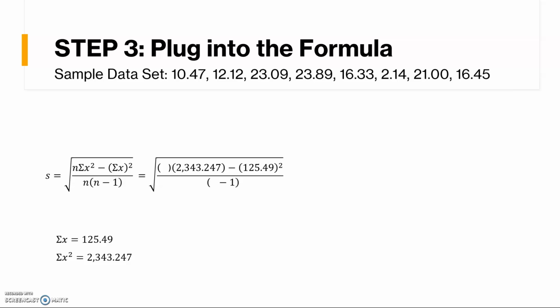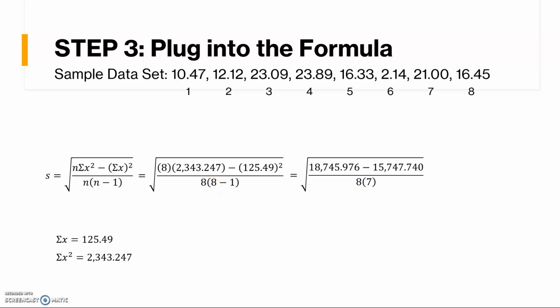So I'm going to go ahead and plug those two numbers in. And then I need to find out what is little n. Well, little n is how many numbers are in my data set. So we have 8 values. So I'm going to put 8 everywhere I see an n. So 1 here, and 1 here. And then I'm going to simplify.